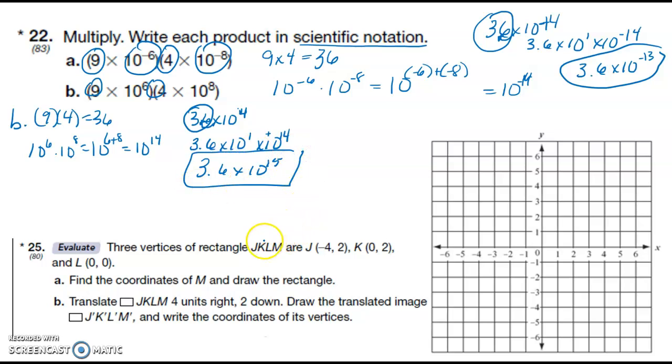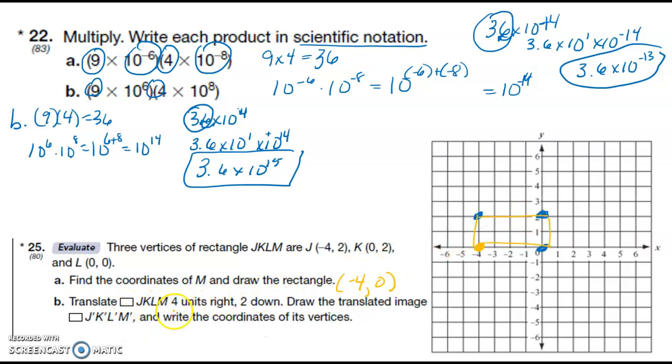Okay. 3 vertices or corners of a rectangle are given. So let's go ahead and plot those. So I have negative 4, 2, which is right here. I have 0, 2, which is right here. And I have 0, 0. So those are the 3 points that I have for my rectangle. It says find the coordinates of M and draw the rectangle. So M is going to be right here. And that's going to be negative 4, 0. And my rectangle looks so fancy like that.